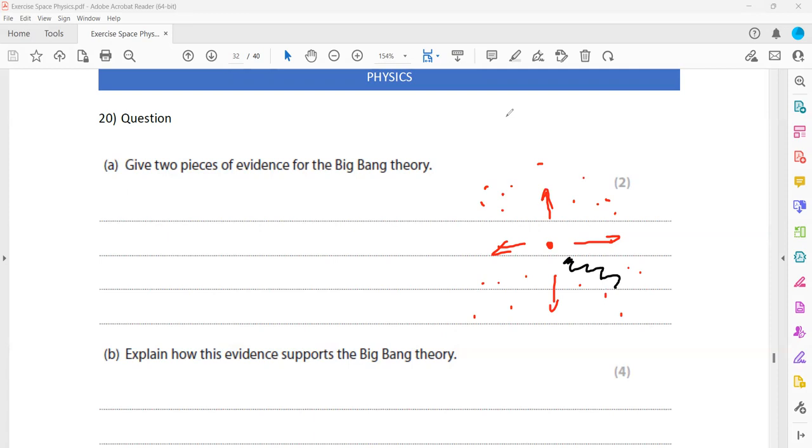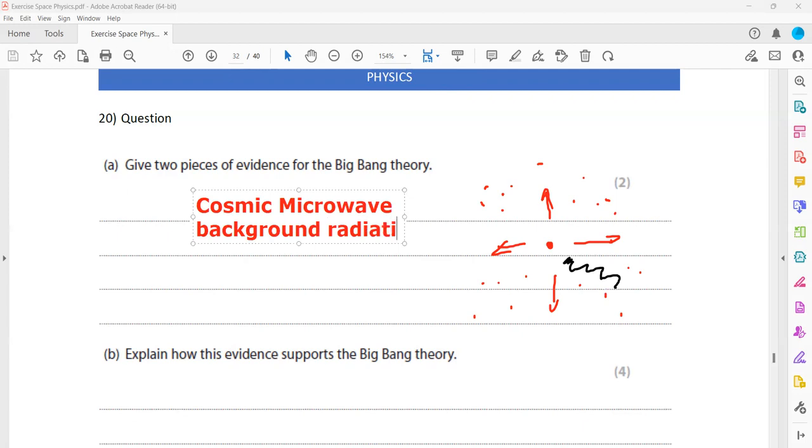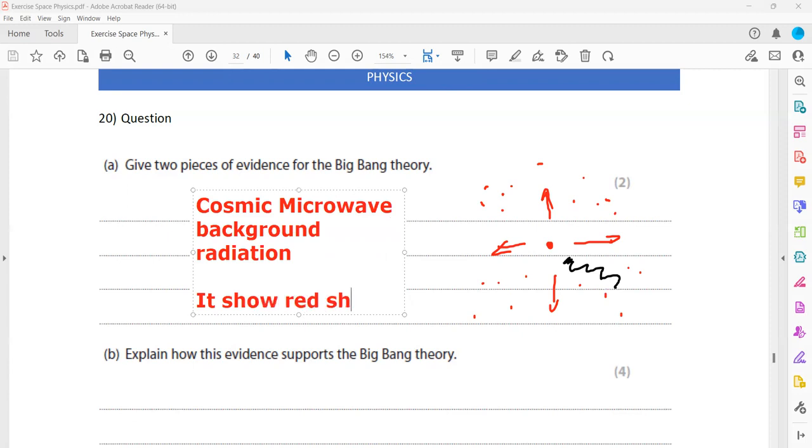So give two pieces of evidence for the Big Bang theory. Number one, the first evidence that we have is the cosmic background radiation, or cosmic microwave background radiation. And it shows redshift.